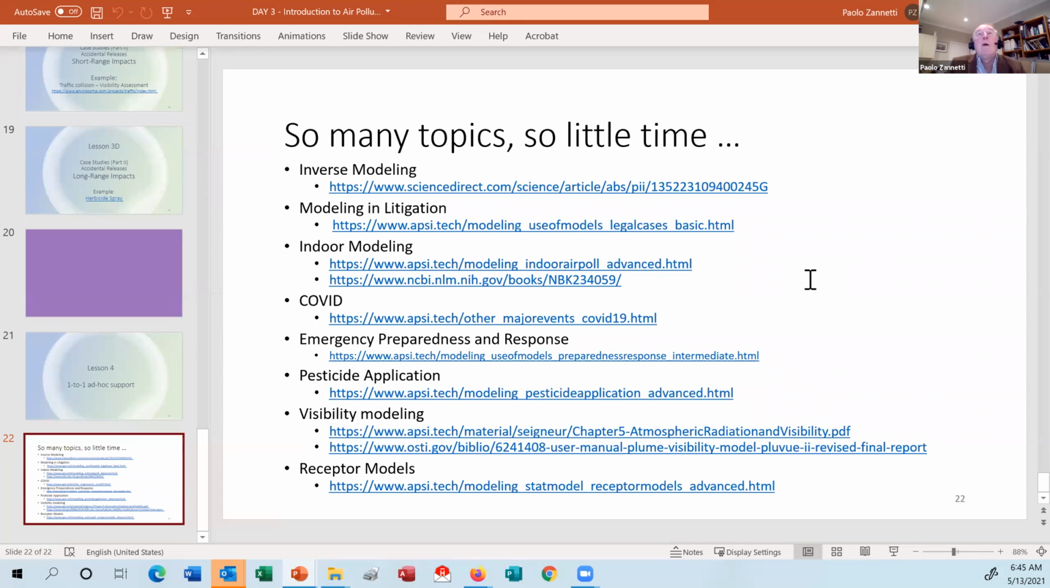I'm using inverse modeling right now for a landfill. We have many measurements of H2S a mile away, and every measurement allows us to estimate the emission rate from the landfill.